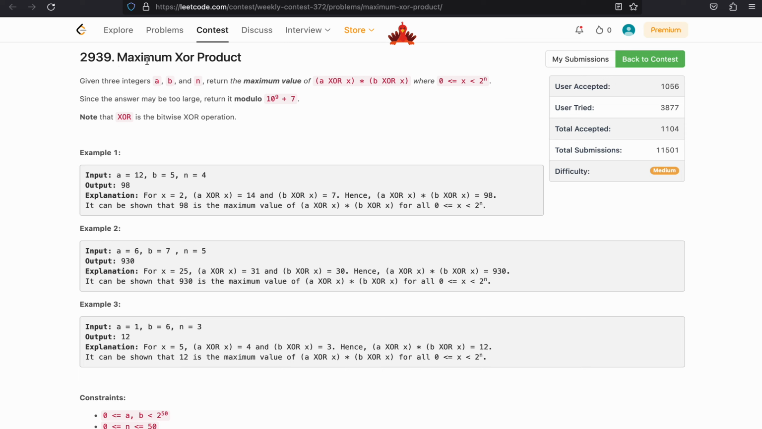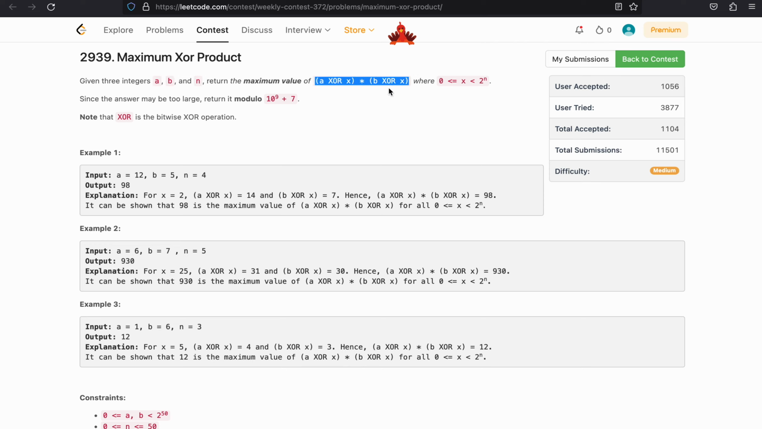This is the LeetCode problem, and the problem statement is: we are given three integers a, b, and n, and we have to return the maximum value of (a XOR x) times (b XOR x), where x lies between 0 and less than 2 to the power n. Since the number is too large, the product cannot be stored in an integer.